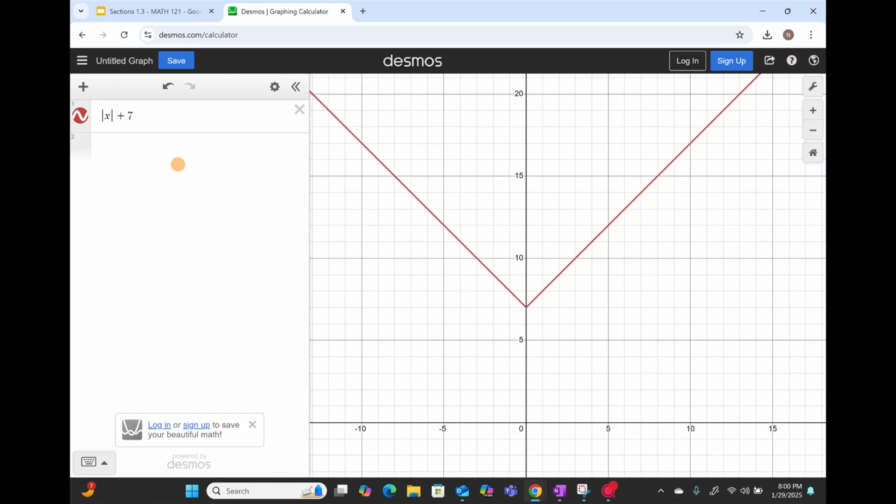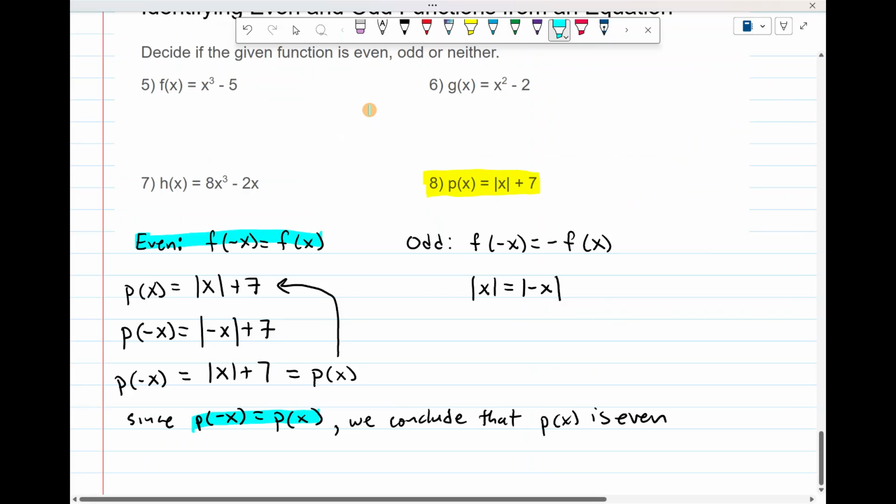And we can see that this fairly clearly has a symmetry about the y-axis. The y-axis is the line x equals 0, and you can see that that line acts as a mirror line on this function. All right, so our answer was correct. P of x is even.